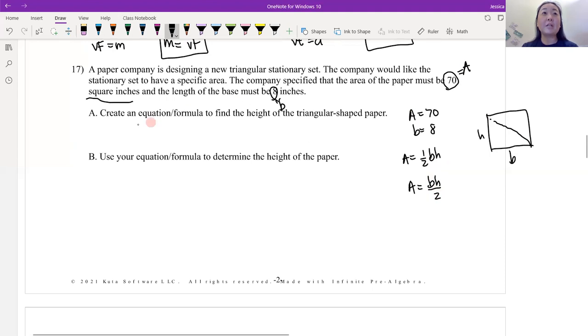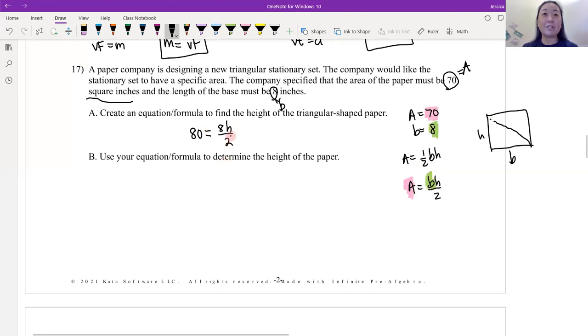So what we're going to do is create an equation or formula to find the height of the triangular paper. So we know the A, so we're just going to substitute that in. This A right here is 70, which is going to be there. We know the B is 8, and so that's going to replace that. So when we write it, we're going to write 70 is equal to, we know the B is 8, so 8H over 2. That's our formula.